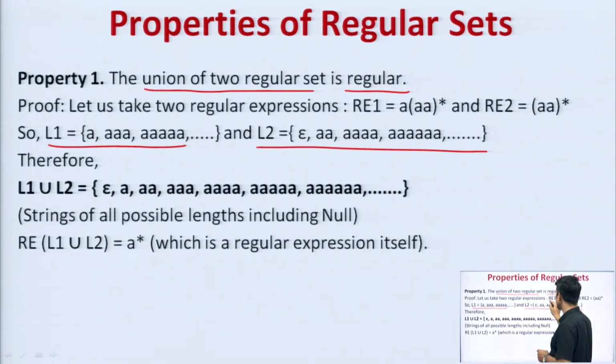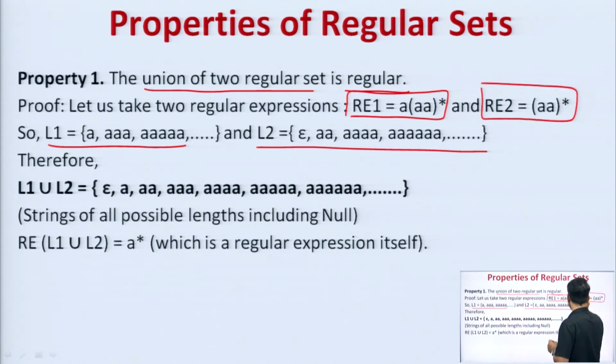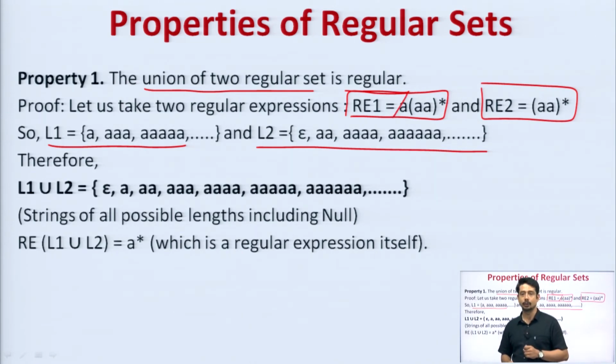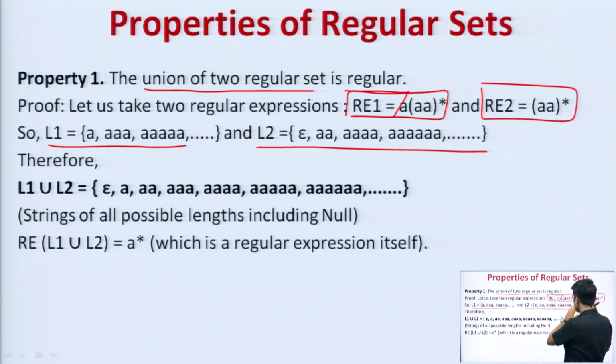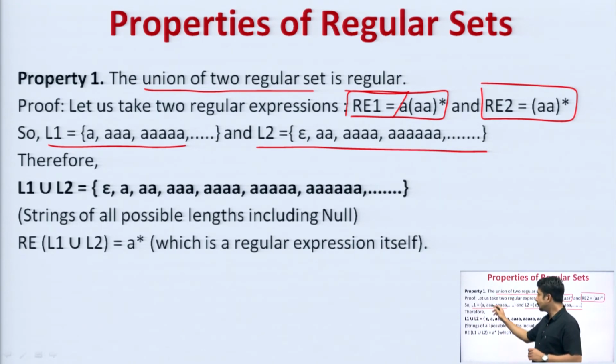With the help of a regular expression, this one: a, and in this bracket a whole to the power Kleene closure. And one more regular expression I have taken, I have omitted this a and I have taken only a whole to the power Kleene closure, got it. If you elaborate this particular regular expression into languages, and if you take the union of these two languages, you will get the same language again.